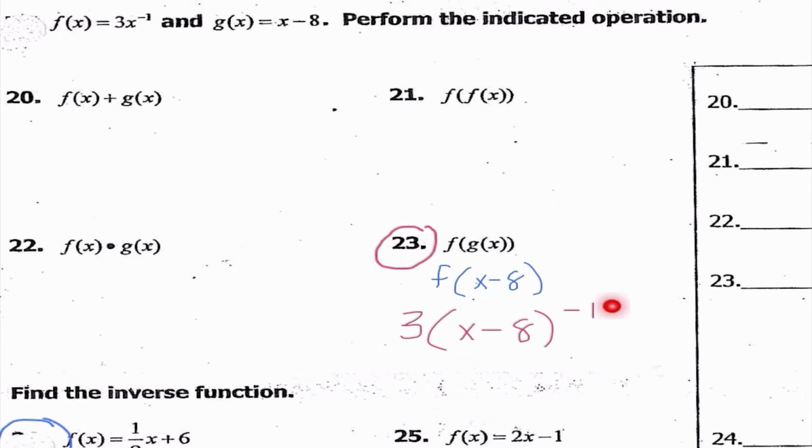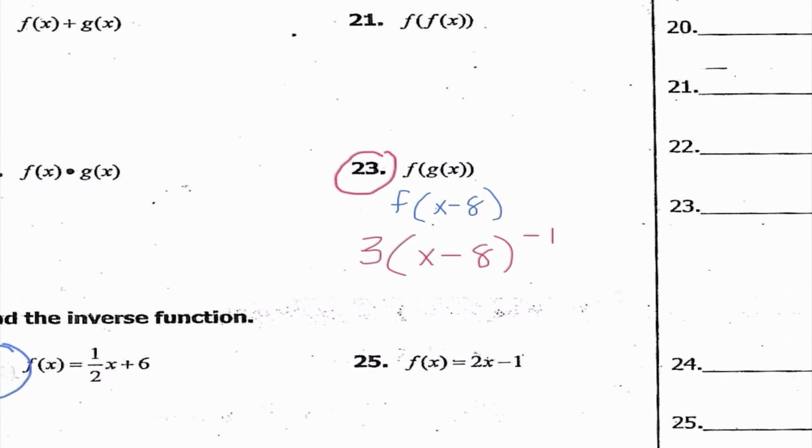Now looking at this, I know only the x minus 8 is being taken to the exponent because the 3 is on the outside. According to order of operations, I need to take care of that exponent first. So I'm just going to bring that entire quantity down into the denominator. So my answer is 3 over x minus 8. So composition, I'm just substituting in for x, replacing x with whatever's inside my parentheses.